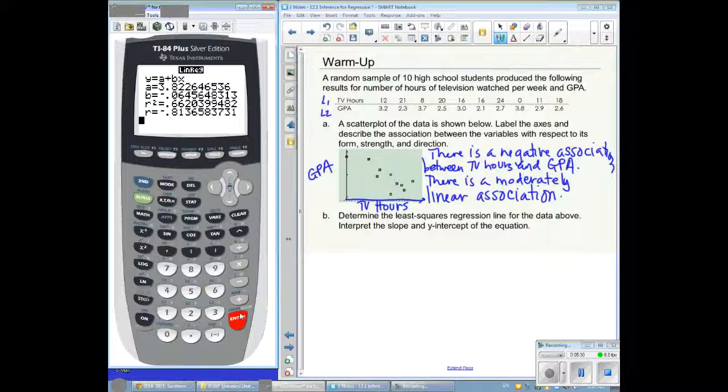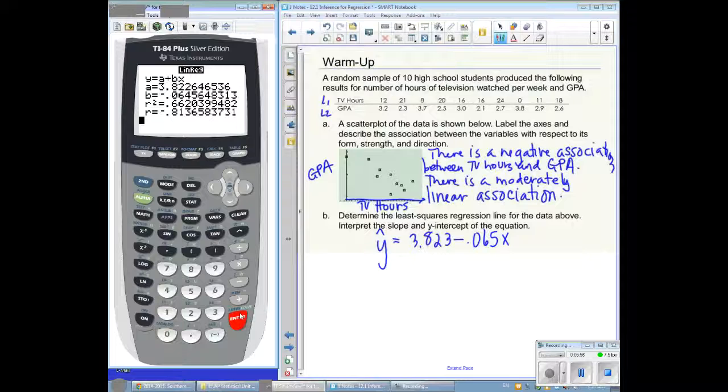Okay, and so remember, when you're writing your regression equation, it's just from sample data. It's an estimate, so we put a little hat on the y. And that would be equal to, in this case, a is our y-intercept. So it's going to be 3.823 plus our slope. Actually, it's a minus, isn't it? Minus 0.065 times x. Is that what everybody got?